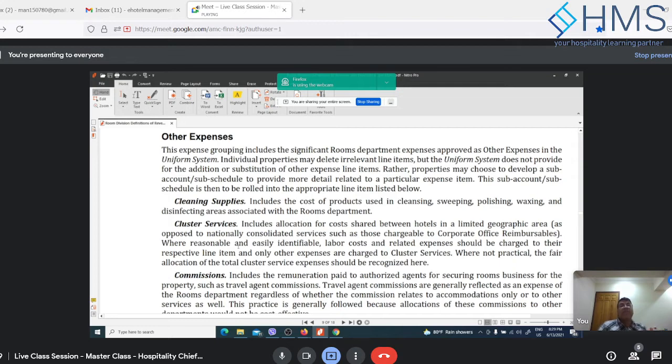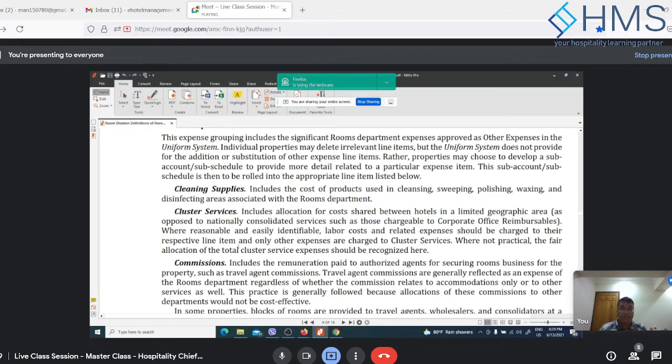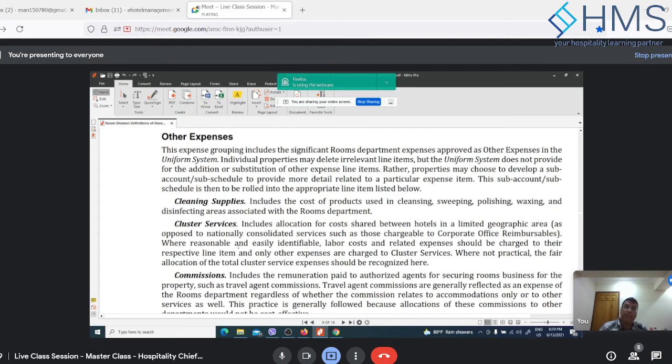Okay, so that was the labor, recording the labor cost and also understanding the labor productivity report. Then the next is the other expenses. The other expenses are pretty straightforward. You have your definitions, which are written very clearly, so you just have to make sure that you're following the definitions. For example, the cleaning supplies include the cost of cleaning, sweeping, polishing, waxing, disinfecting.